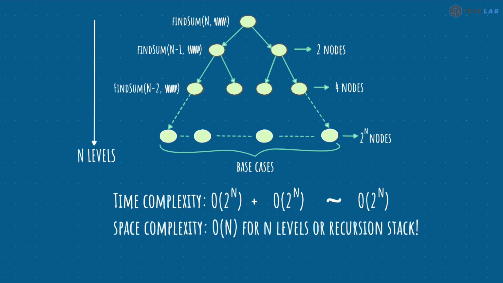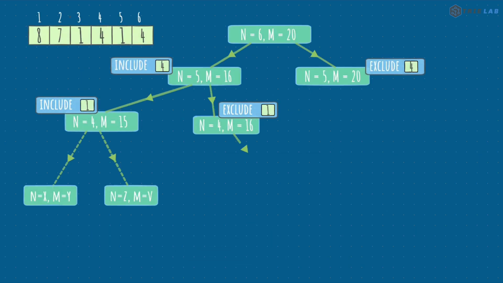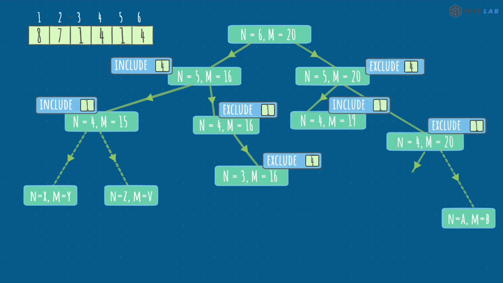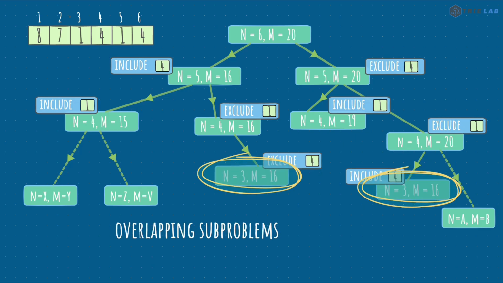Now let's consider another example with n equals 6 and m as 20, or the sum to be found as 20, with the given array as shown. So if we trace the recursion tree with each node having 2 options, we see that there are some states that have been processed earlier as well. For example, here n equals 3 and the sum as 16 was already processed when we had included the 6th element earlier, and we are again finding the same state when we are excluding the 6th element. Now these kinds of states are called overlapping problems.